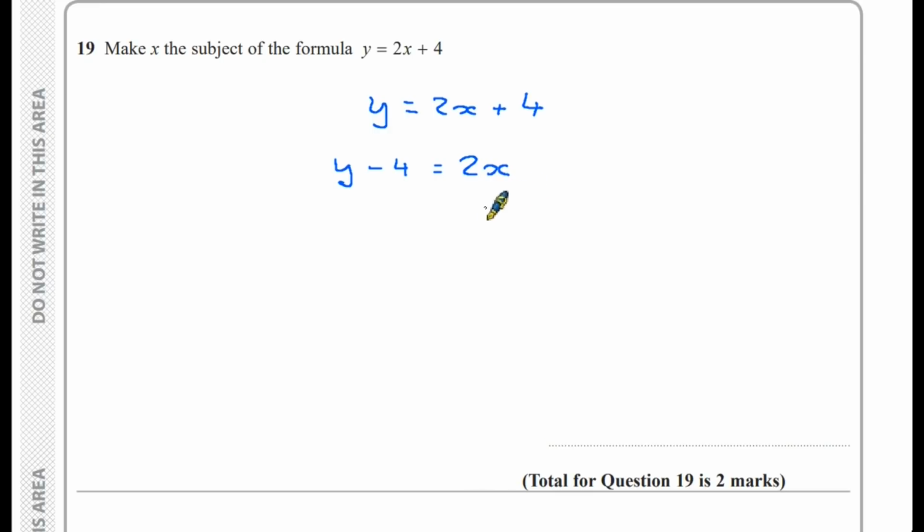The next thing we are going to do is to move the 2. At the moment it's multiplied by the x, so if we move it to the other side, it's going to become a divide by. So there we have it. y minus 4 over 2 equals x. If you wish, you can write this the other way around. x is the subject, y minus 4 over 2.